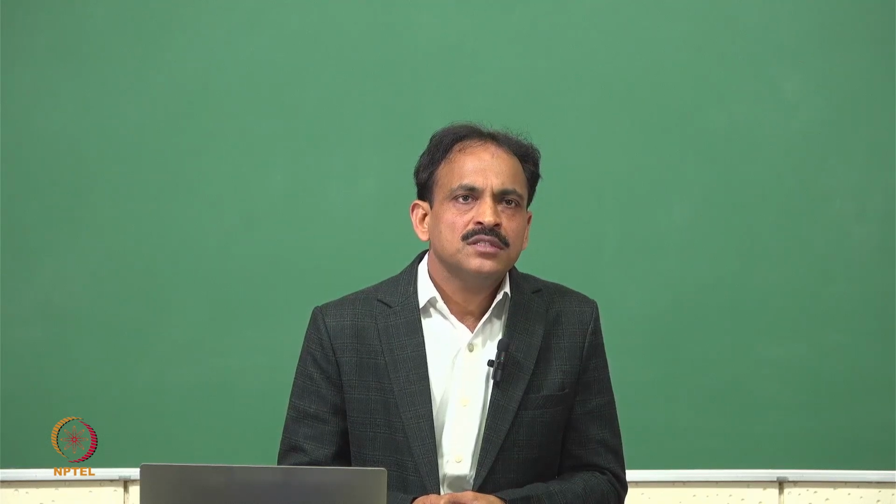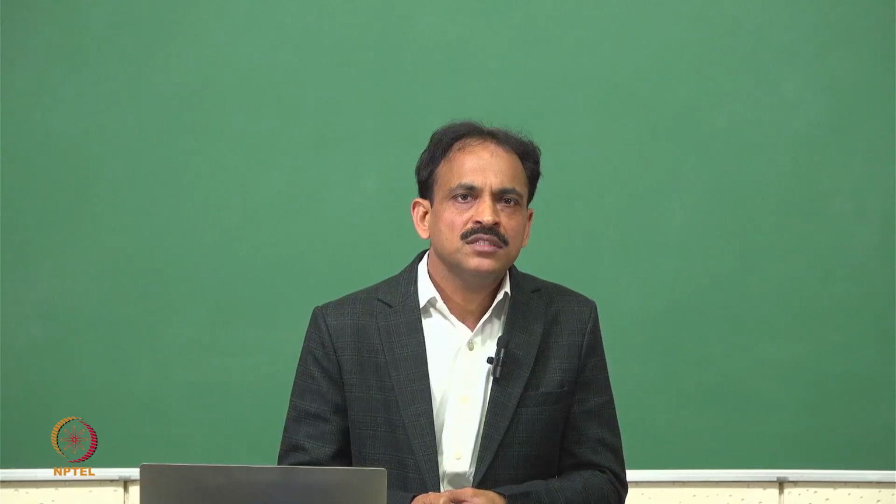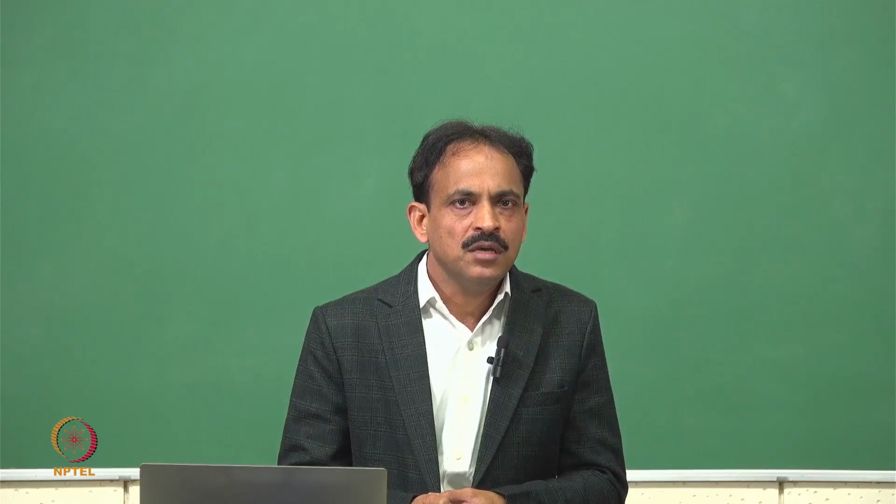Now another important metric is FWCI, which is field weighted citation impact. FWCI takes into account the differences in research behavior across the disciplines. FWCI is the ratio of citations actually received by the articles published in a journal and the average number of citations received by all other similar publications indexed in the Scopus database. Similar publications are those publications in the Scopus database that have the same publication year, publication type and discipline.